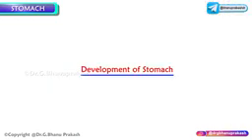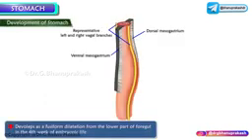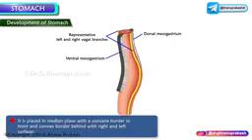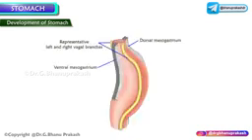And the next is the development. The stomach is developed as a fusiform dilation from the lower part of the foregut in the 4th week of embryonic life. At first, it is placed in the median plane with a concave border in front and a convex border behind, with the right as well as left surfaces. The anterior border of the stomach is attached to the anterior body wall by the ventral mesogastrium. The posterior border of the stomach is suspended from the posterior body wall by the dorsal mesogastrium.